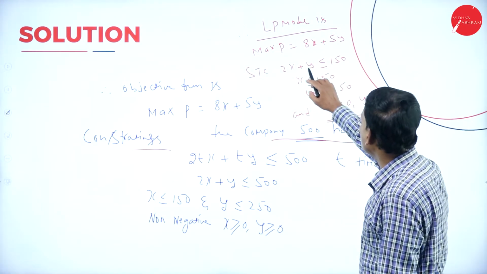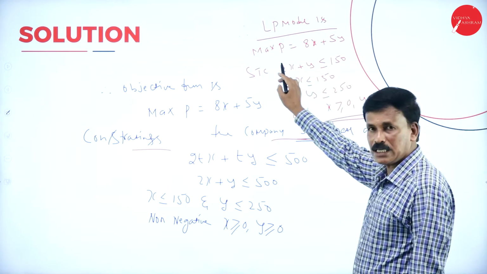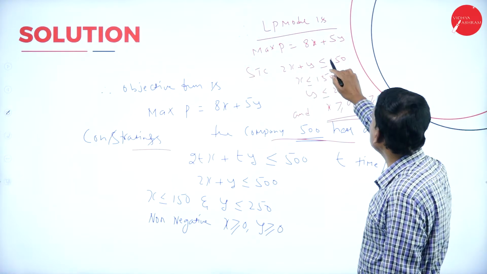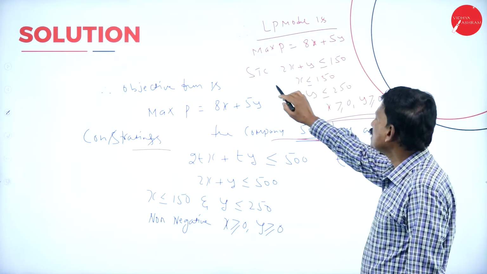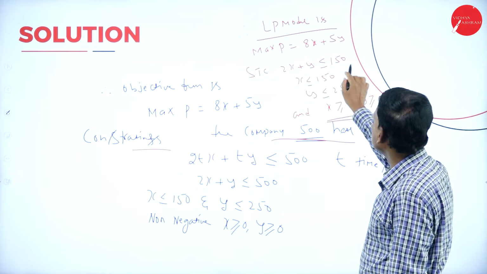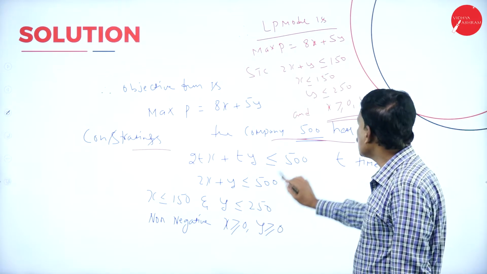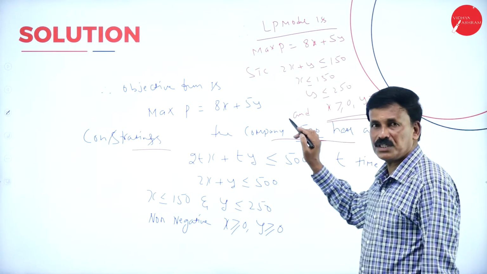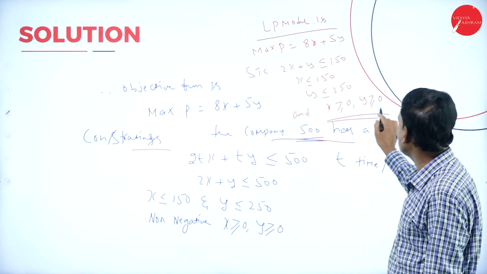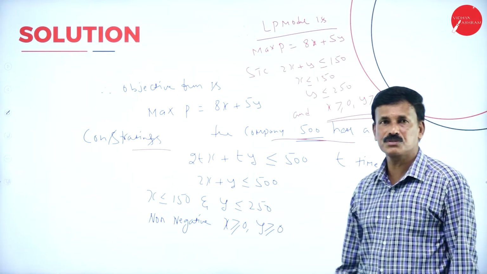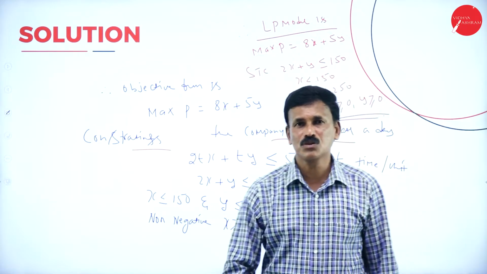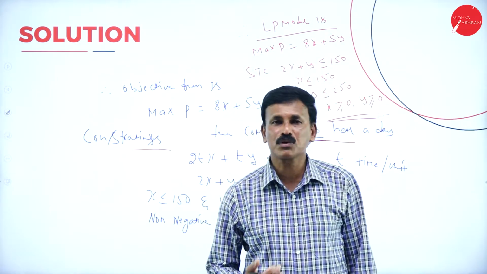The LPP can be put in the form. The required LP model is max P is equal to 8x plus 5y, subjected to the constraints 2x plus y is less than or equal to 150, x is less than 150 and y is less than or equal to 250, and the non-negative restrictions, x is greater than or equal to 0 and y is greater than or equal to 0. That's regarding this. Hope you followed. Now let us come to the next problem.